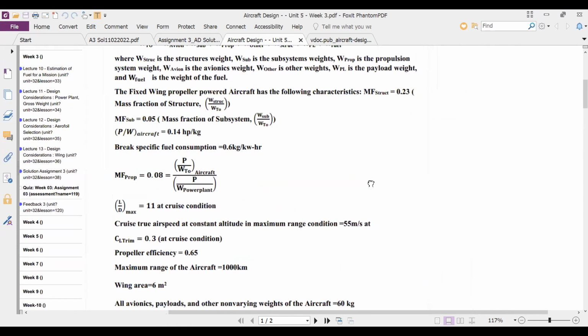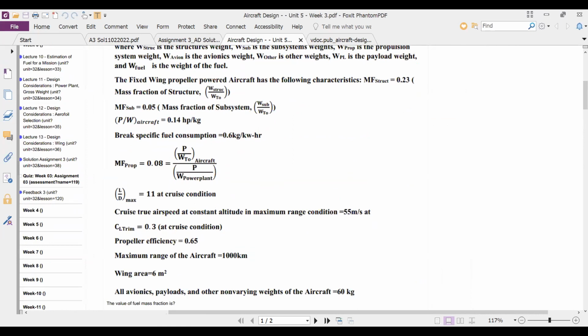So 10.9 kgs. It is 10.9 kgs. Yes, sir. Let me check. The answer is, you are close, but I'm not sure if it's the correct answer.